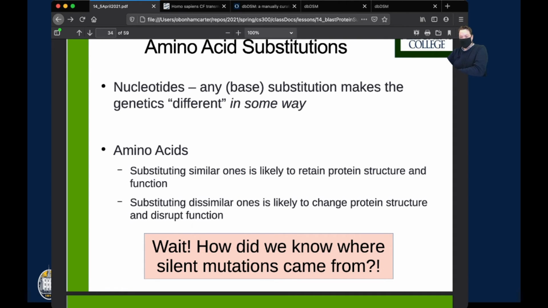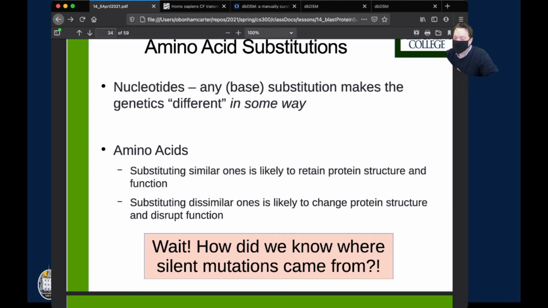And so substituting similar amino acids that have similar chemical properties may help you to maintain the protein structure. That is, when the protein, and we'll see this later on, actually folds into a giant knot, how that knot folds is the function that it's able to deliver.